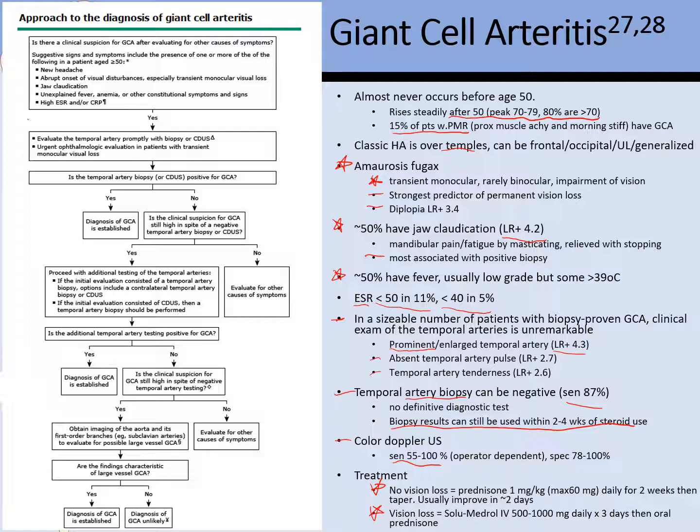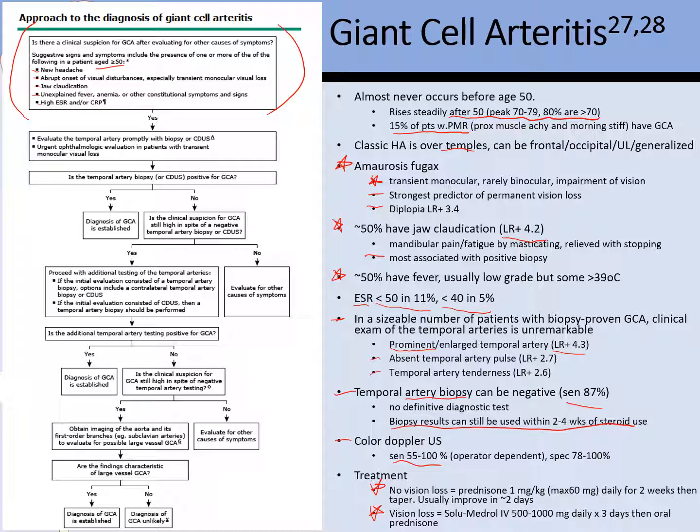I include the diagnostic workup from UpToDate to illustrate the difficulty in this diagnosis. Initial criteria suggested here is to start with age over 50 and be concerned if there is a new type of headache, abrupt onset of vision loss, especially if transient and monocular, jaw claudication, unexplained constitutional symptoms, or high ESR or CRP. However, these features are very nonspecific, as the new headache does not even include any specific features to GCA.